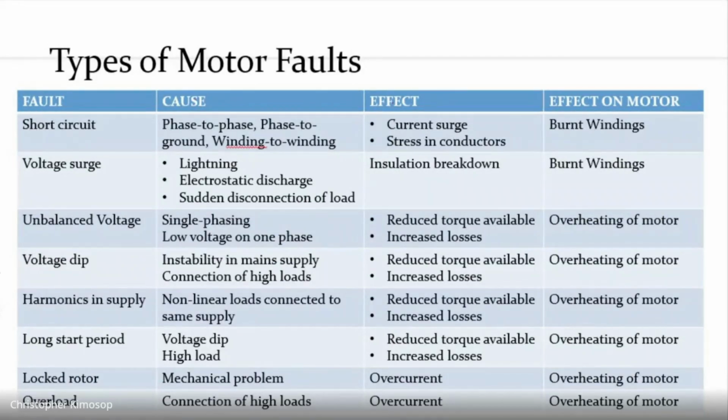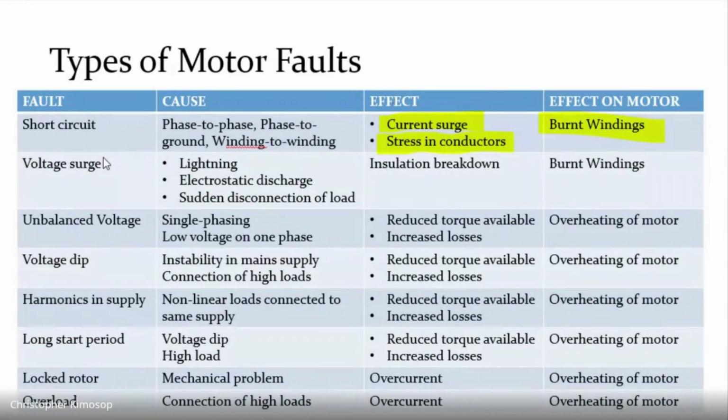You have them kind of shorting out and being connected to each other, right? This can be due to a current surge. Current surge would be either an unexpected load or various other elements. And you have stress in conductors. Stress in conductors means the amount of current being carried within the individual conductors, the wires inside the windings, becomes so much that you have I squared R heating that literally burns out the windings. So you tend to have burnt windings as an effect of that.